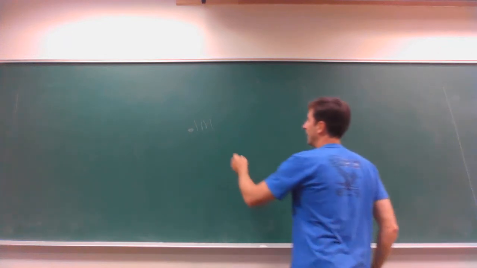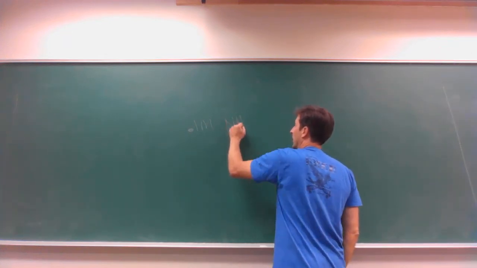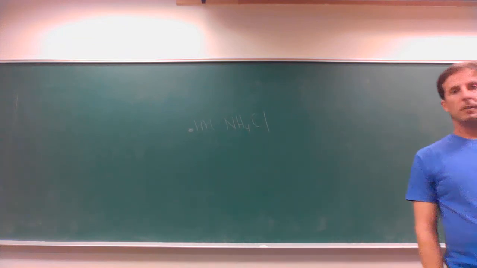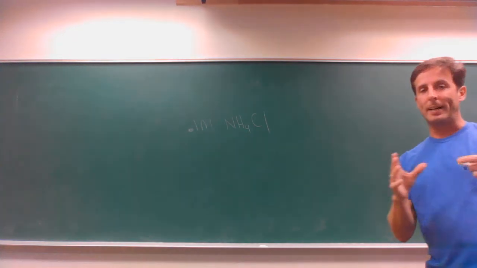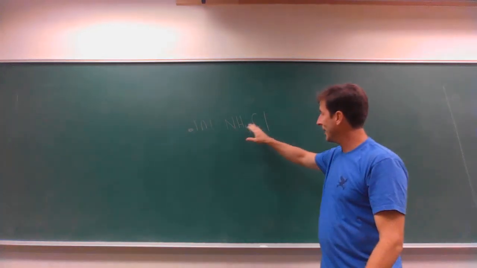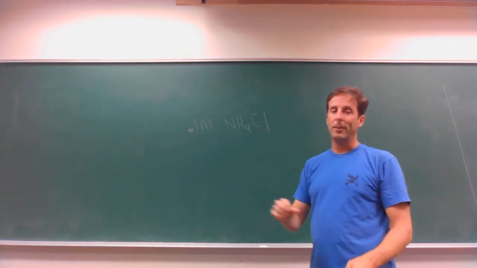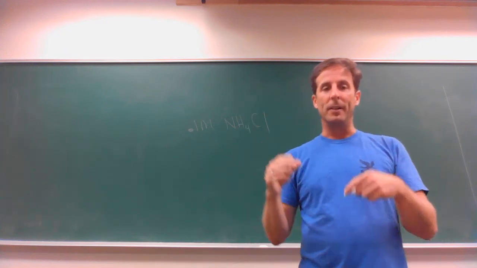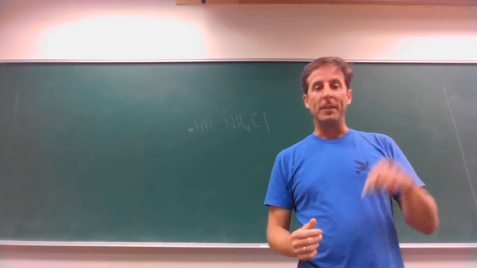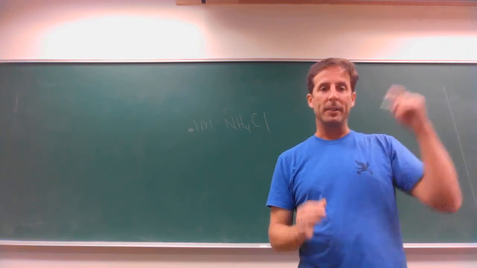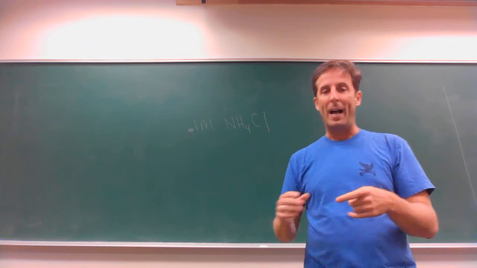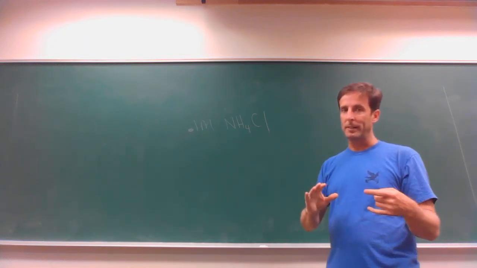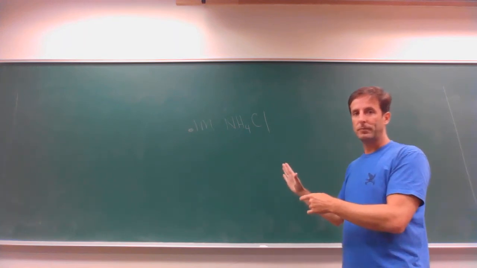What if I had 0.1 molar ammonium chloride? Okay, so again, you have to recognize I have a cation and an anion. Now, the cation can't be H+. If the cation is H+, then the compound is an acid. If the anion is OH-, then the compound is a base. So I have a cation and anion that are not H+ and OH-. So this is a salt.